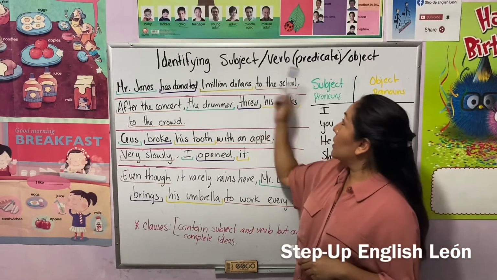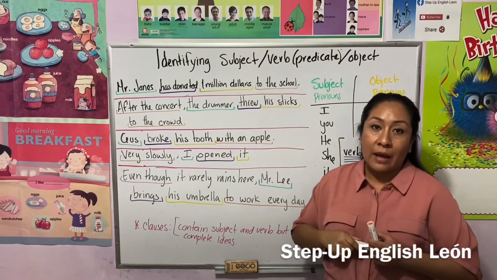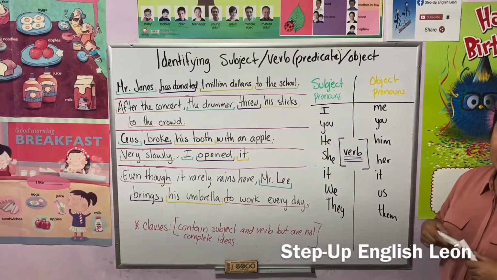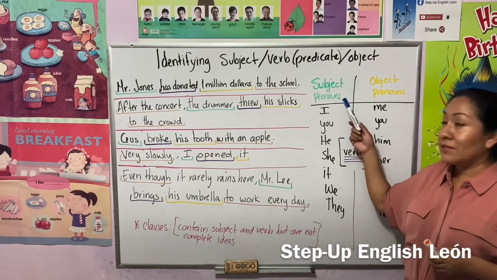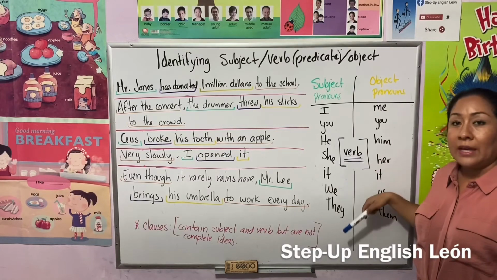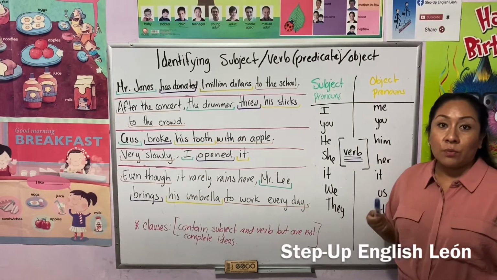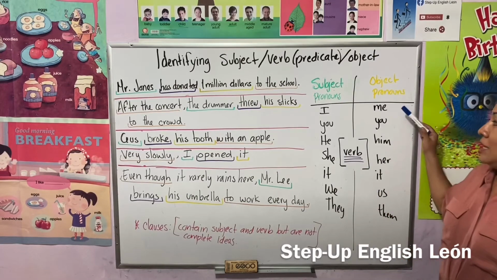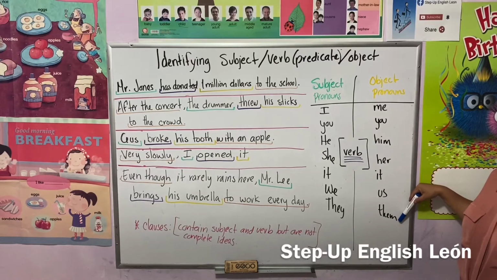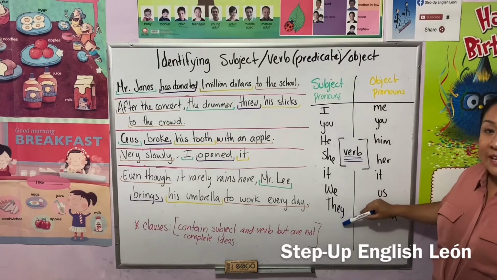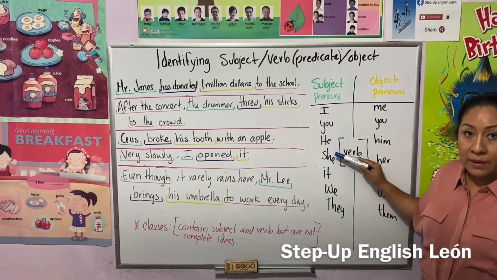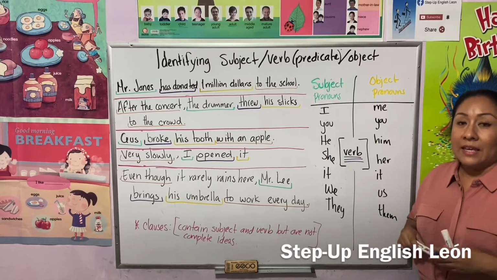Remember that subjects and objects could also be represented by pronouns. Subject pronouns or object pronouns. If you're going to use a pronoun in the subject position, you have I, you, he, she, it, we, and they. If you're going to use a pronoun in the object position, it's me, you, him, her, it, us, and them. Okay? Subject pronouns can never go after the verb, and object pronouns can never go before the verb. They have this specific place in a sentence.